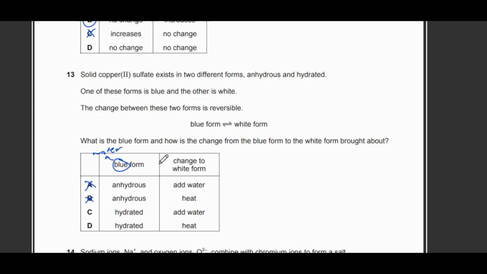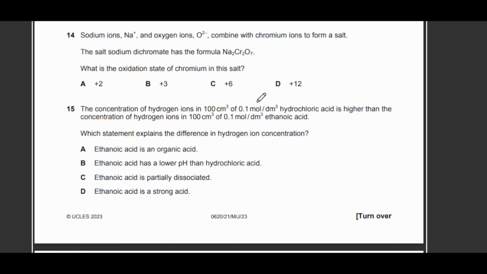When you change it to white form, you're actually removing the water. So since blue form has water and you change it to white form, you're removing the water. How do you change it to white form? You need to add heat and evaporate the water, or to remove the water, so to say. So answer is D. Okay? Great.